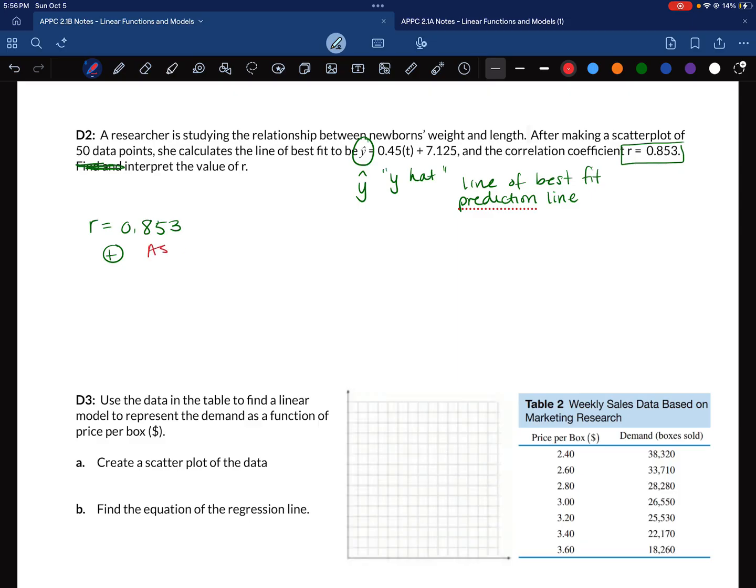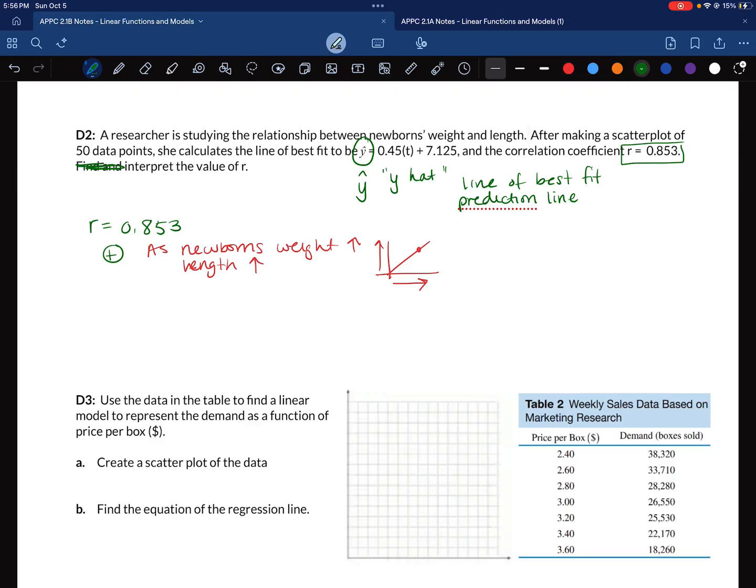That means that as the newborn's weight increases, their length is also going to increase, right? A change in tandem, it's a positive slope, right? So my line probably looks something like this, which means as this one's going up, this one's going up, right? As the weight increases, the length increases, or as the length increases, the weight increases.